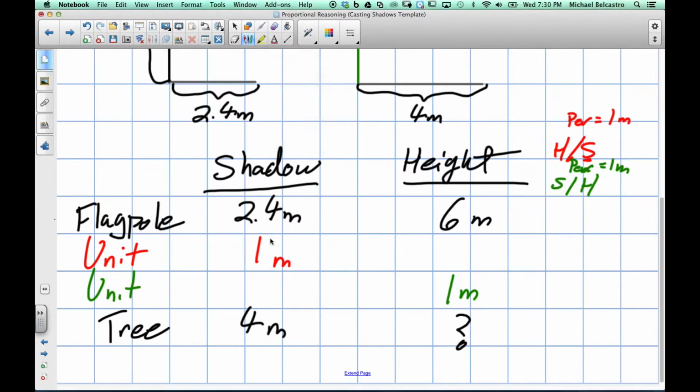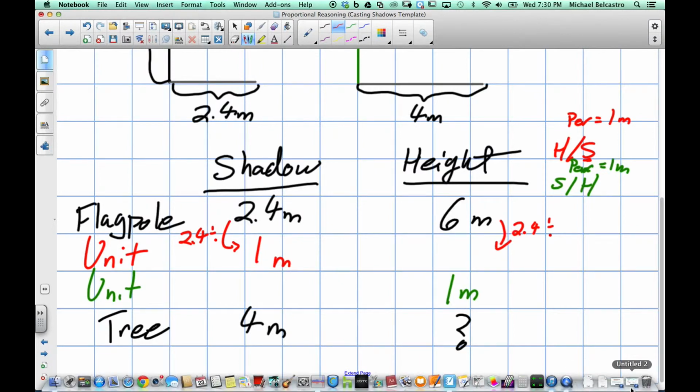So in order to do this, we need this 2.4 to be converted to 1 meter. We can use a relationship that's decreasing, and one of the ways we could do this is we know that if we divide 2.4 by itself, so we divide by 2.4, I guess we'll do it in red, we would get the value of 1. So we're dividing by 2.4. And because we did this to the shadow's flagpole length, we're going to do the same to the height. We're going to divide that by 2.4. And that will give us what they sometimes refer to as our rate when doing these things.